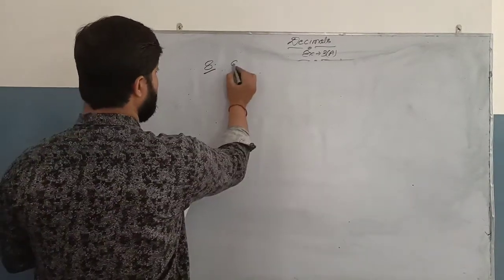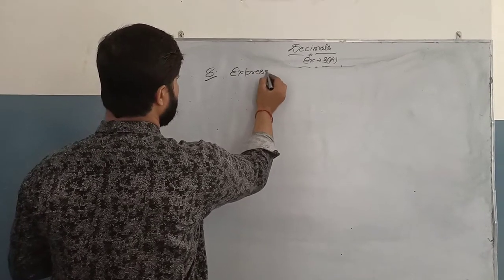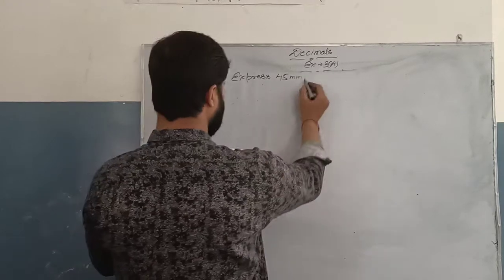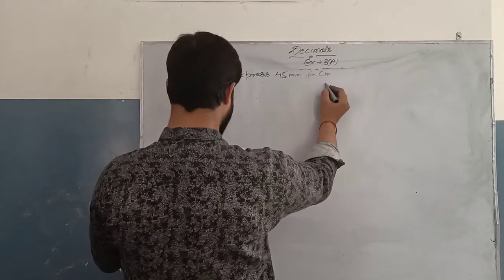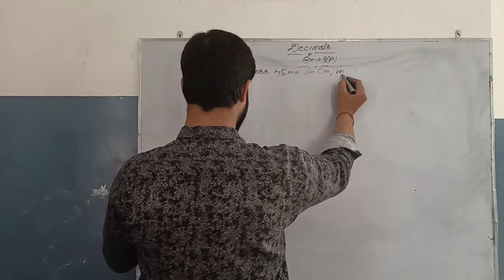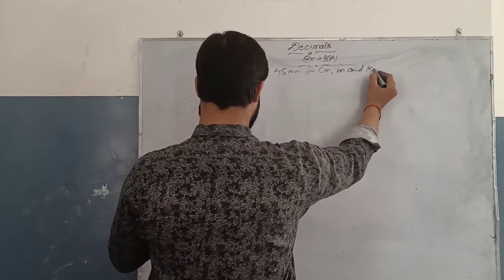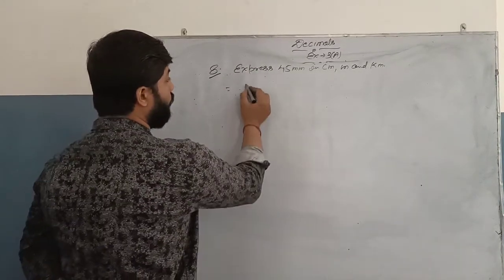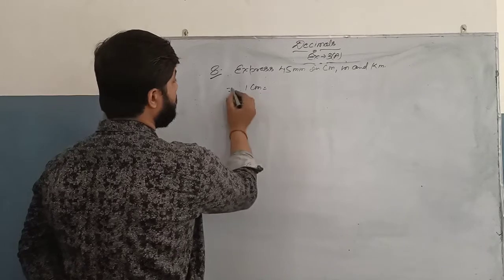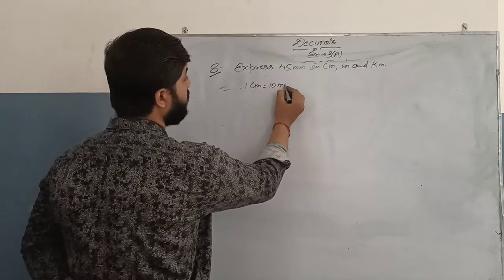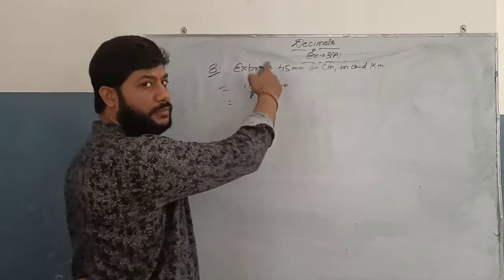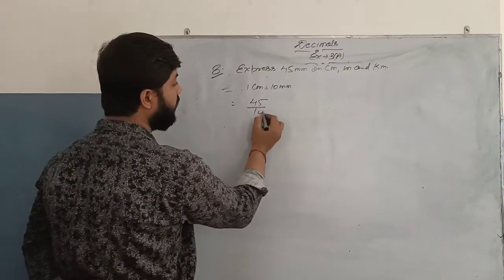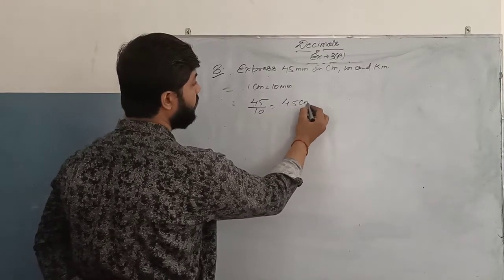Question number 8 says express 45 millimeter in centimeter, meter and kilometer. We have to convert it. Now we know 1 centimeter has 10 millimeter. So to convert 45 millimeter into centimeter, we will divide it by 10. So 45 by 10, that is 4 decimal 5 centimeter.